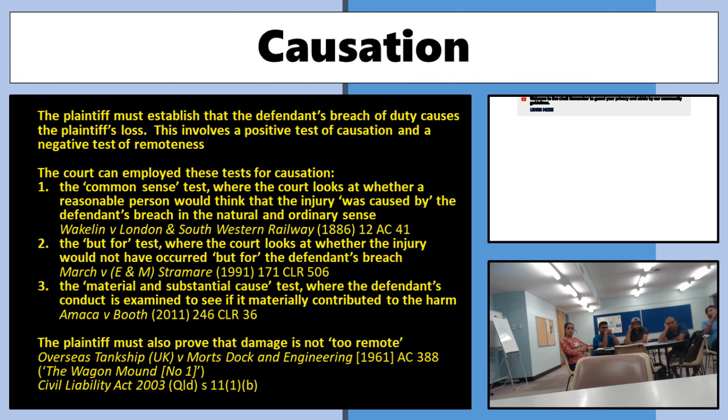That is going to be fine. If it's materially and substantially contributed to the harm, that will be fine as the test of causation in those situations. So again, it's only a relative version. That's only about not even 10 years old in Australia. Usually you'll start with the but-for test.